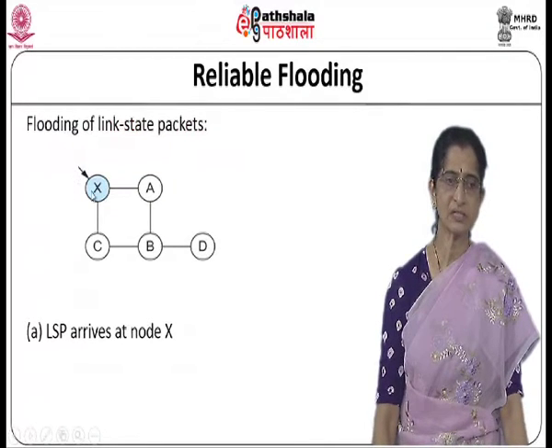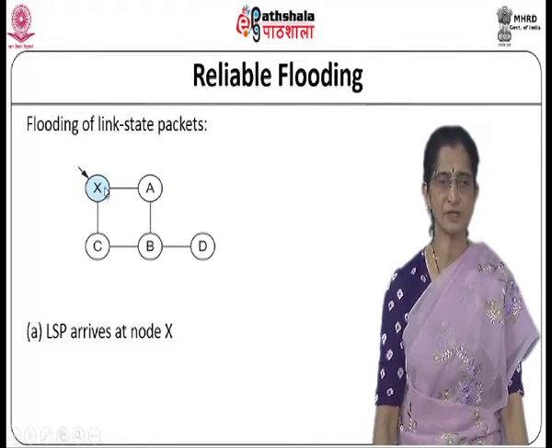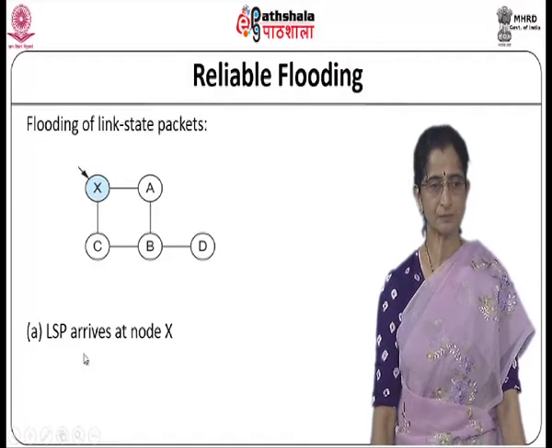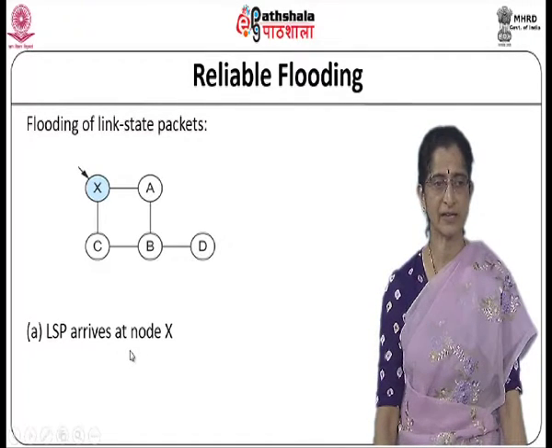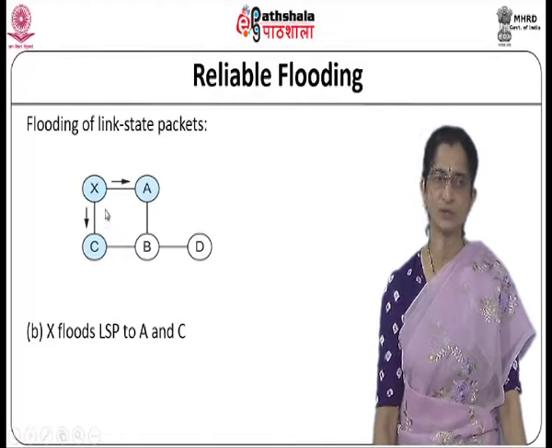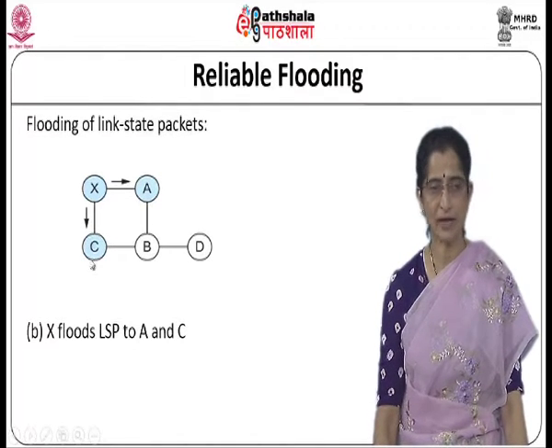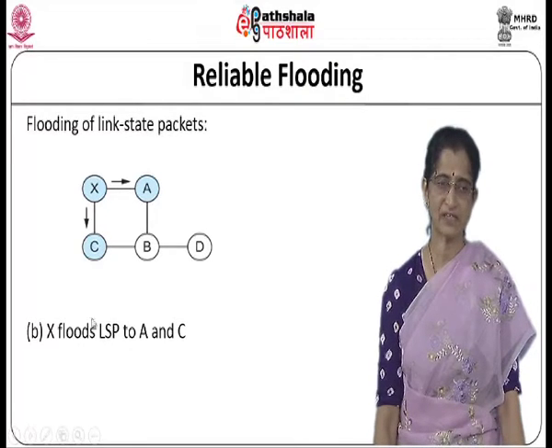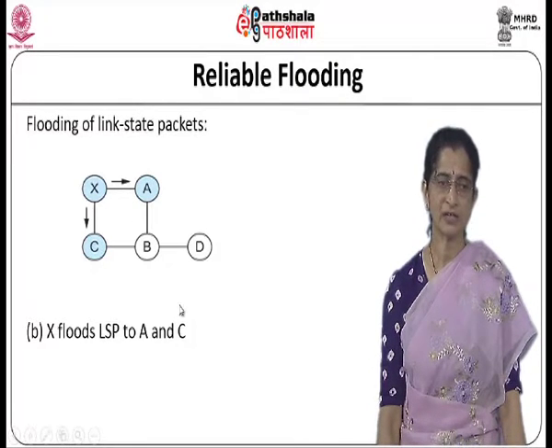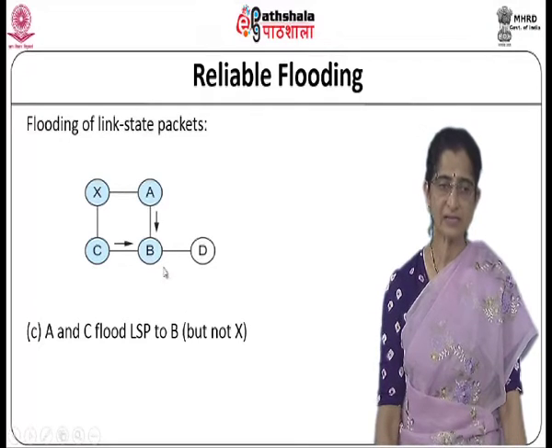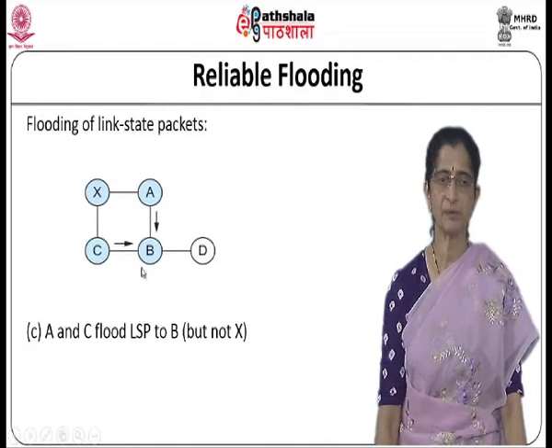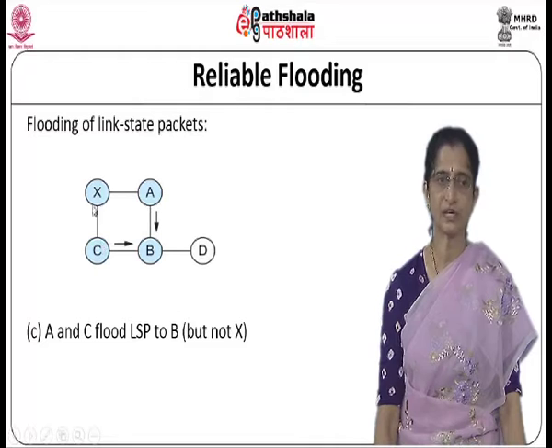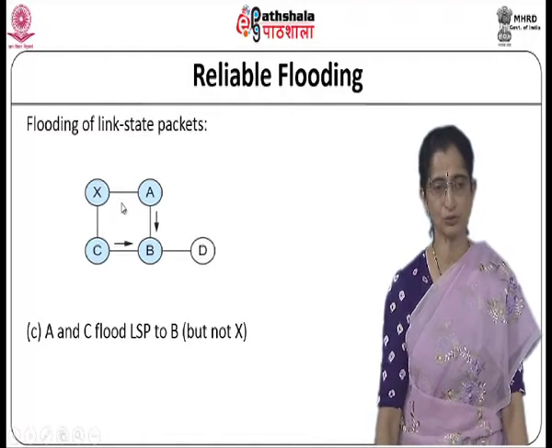Now let us say, for instance, an LSP packet arrives at node X. What is the next step? What is it that X now has to do? X will have to send it to A and C, not back on the path through which it received it, but only to A and C, which are its other neighbors. So X floods this LSP to A and C, and what will A and C now do? A and C now will send it to B. Remember that A and C both will not send it back to X because they received the packet from X. So both of them send it to B.